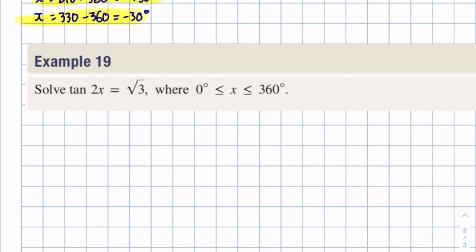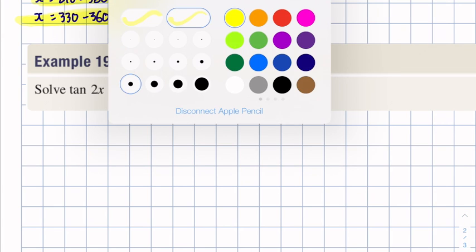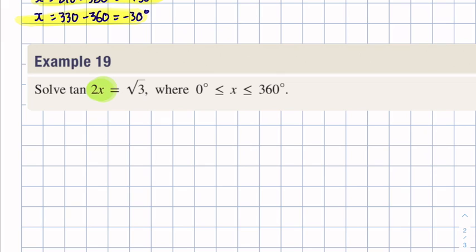We've got a compound angle. What I mean by compound angle is that this thing is not just theta or x. So we've got tan 2x equals root 3. So first step is like normal. 2x, we're going to chuck it in our calculator.